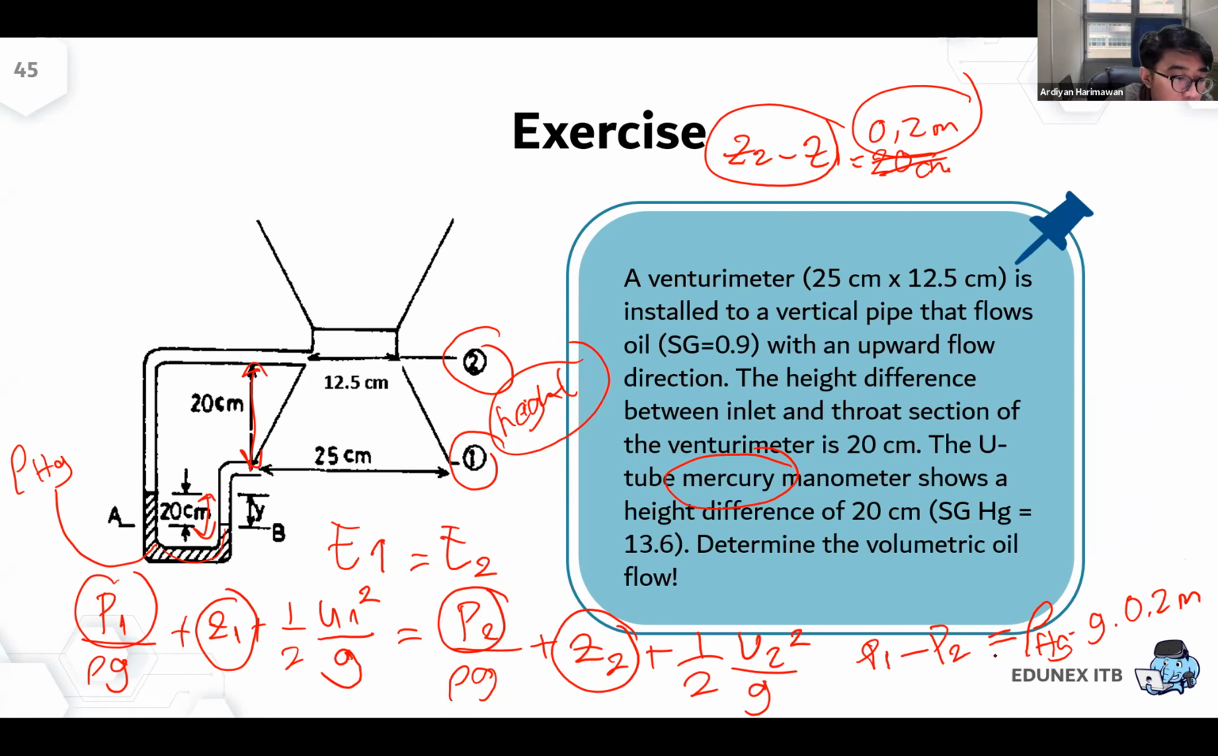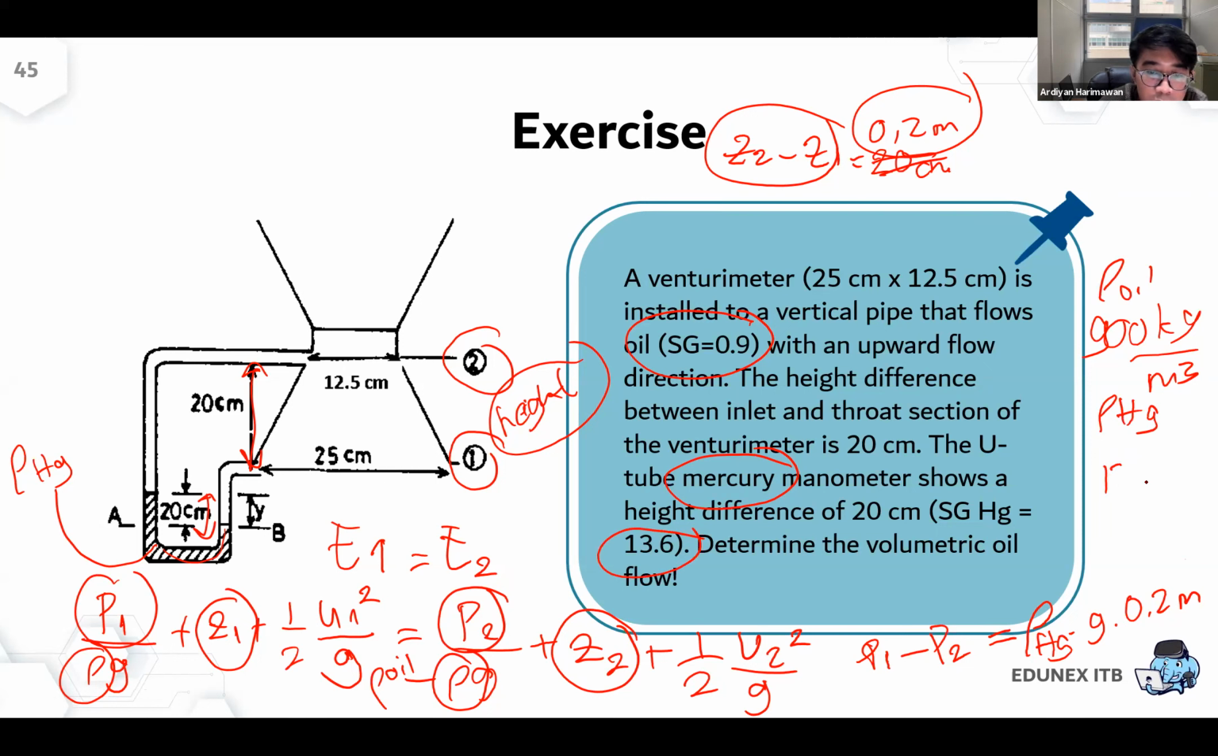How about the density here? This is the density of oil. It means 900 kilograms per cubic meter. Yeah, this is the density of oil. How about the density of mercury? This one. So 13,600 kilograms per cubic meter.